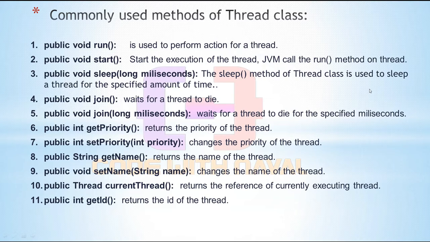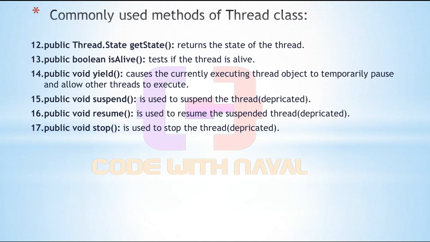Then we have currentThread. It returns the currently executing thread. Then we have getId. We can get a particular thread's ID. Then we have getState. This simply returns the state the thread is in. Then we have isAlive, which tells whether the thread is alive or dead.